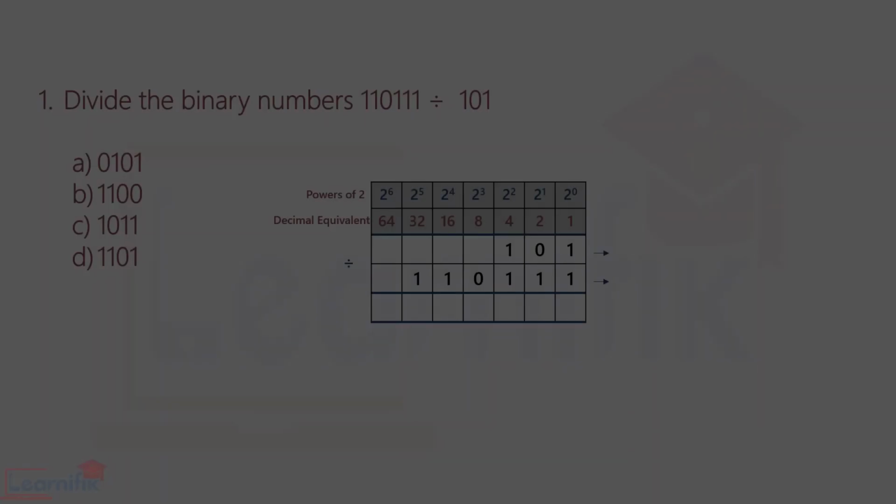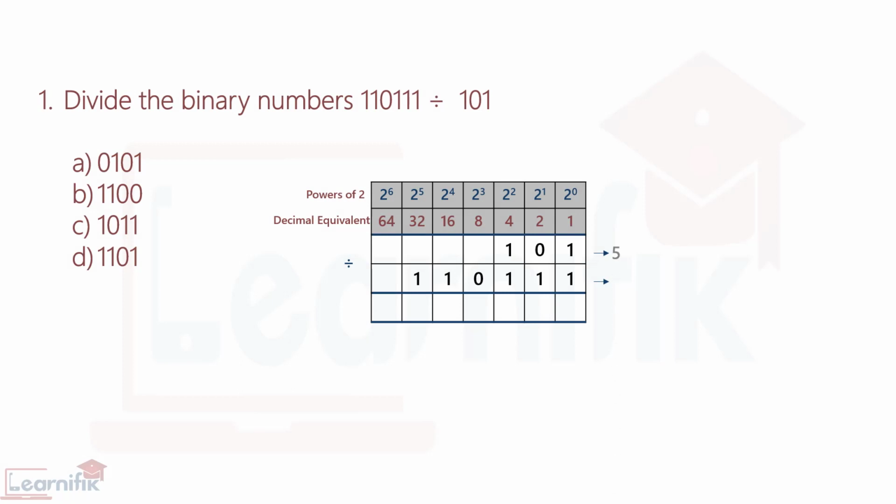Now for the trick. In a multiple choice examination with different options, quickly convert these two numbers to a decimal number using the binary place value chart. Then do your divisions in decimal. Then convert your answer quickly back to binary. This method is significantly faster and will save you precious time.